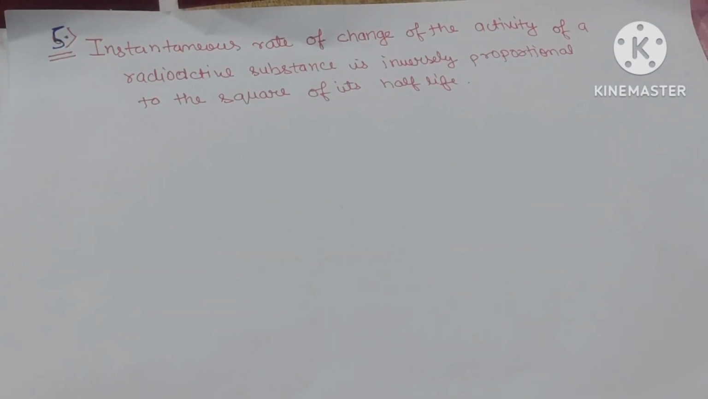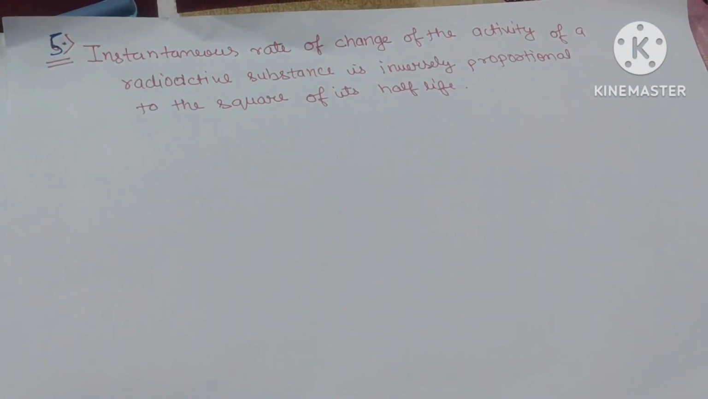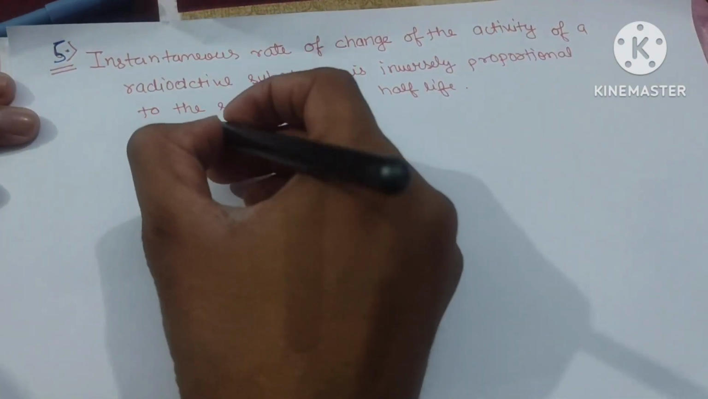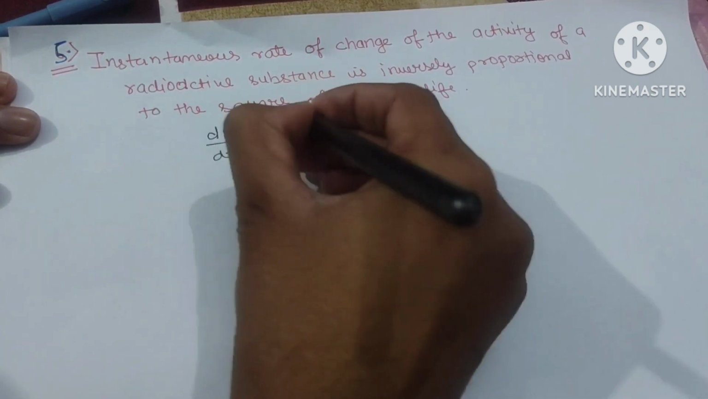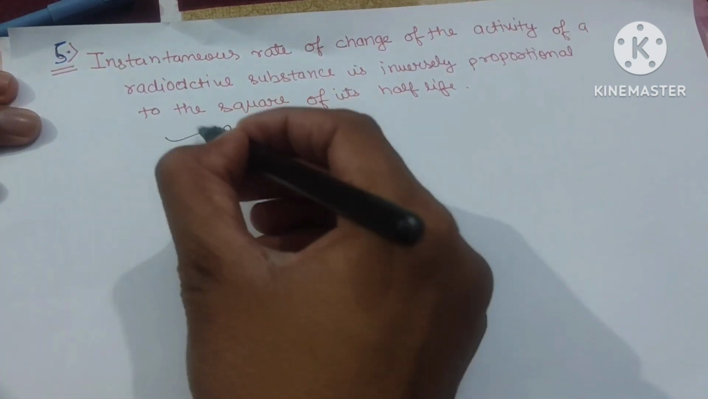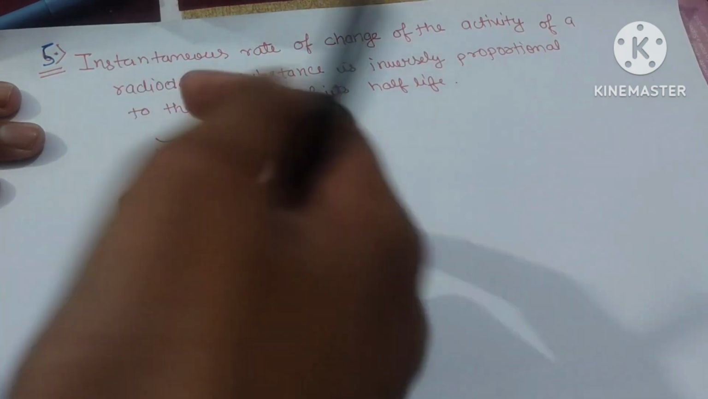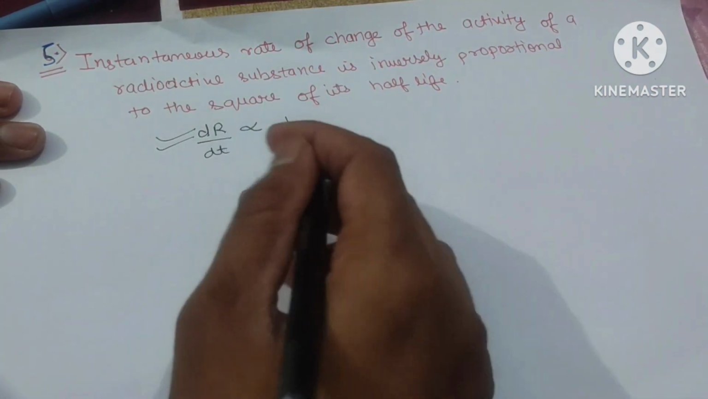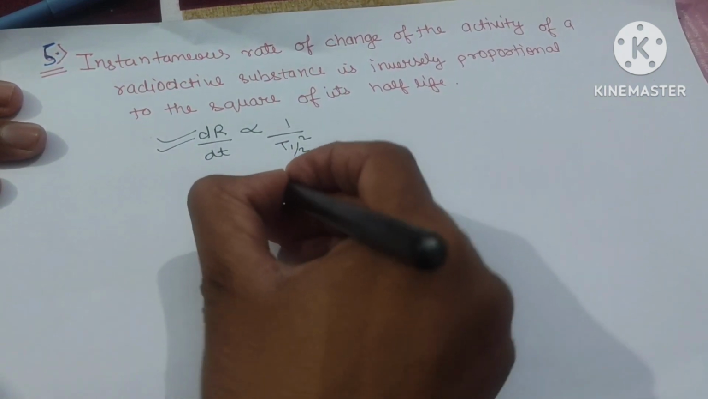Hello everyone, now we'll derive that the instantaneous rate of change of the activity of a radioactive substance is inversely proportional to the square of its half-life. Okay, so what we're going to derive is dR/dt is proportional to 1 by half-life square. This is the thing we are going to derive. Before deriving this equation, we should know this equation of radioactivity.